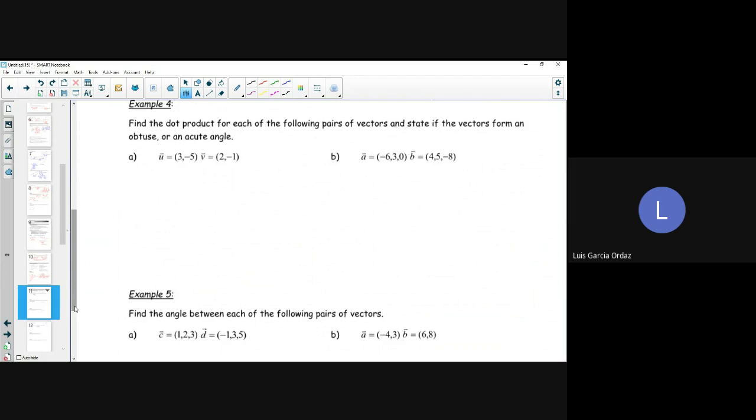So let's figure out u dot product v is equal to just 3 times 2 plus negative 5 times negative 1, which gives me 6 plus 5, which gives me 11. So my dot product is positive, which means my angle is acute. So I got an acute angle.